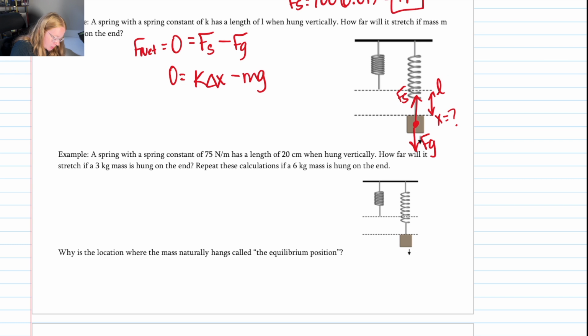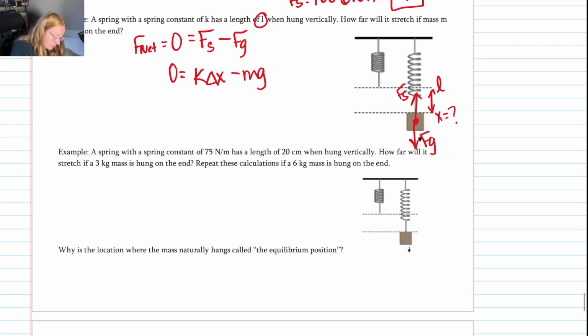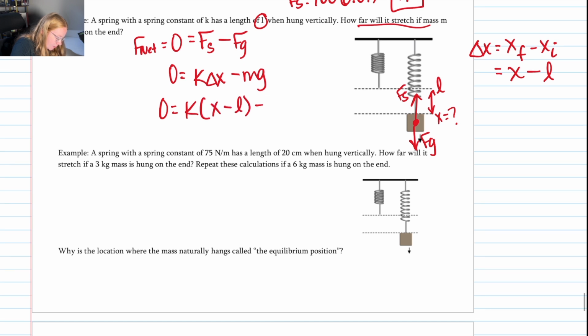And I'm pretty much done, but since it gave me that the original length was L, and it asked how far it will stretch to, I don't actually want delta X. I really need to replace delta X with final minus initial, which we're just going to call the final position X. But the original position, it said L, like a length of L. So I'm going to replace delta X with X minus L. And it does want me to solve for X, so I'm going to go ahead and rearrange.